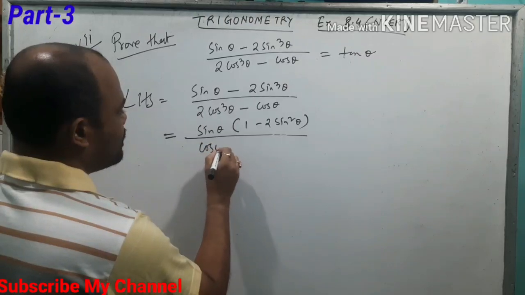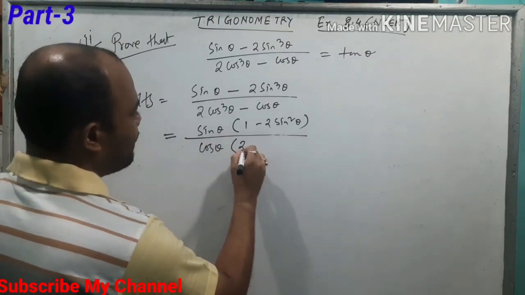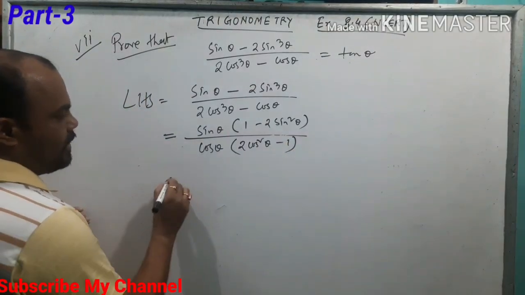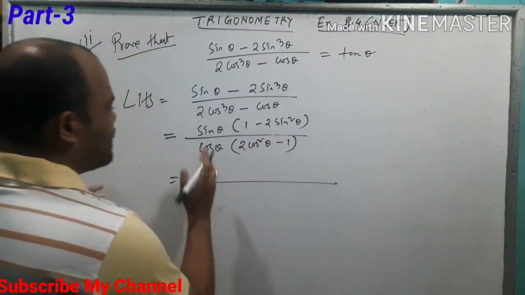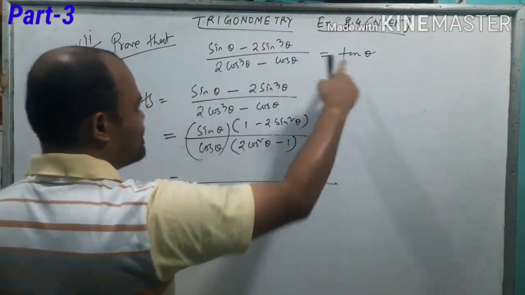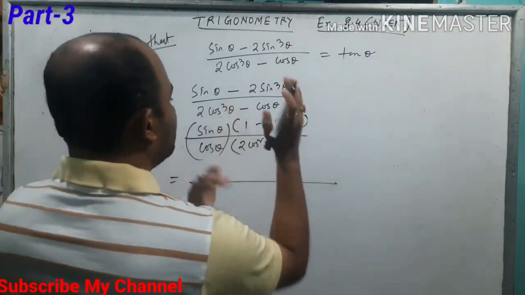Here cos theta is common. What remains? 2 cos square theta minus 1. Now what can we do? See here, this part sin theta by cos theta is tan theta, that is what we are getting in the RHS. It means that this part will cancel anyway.